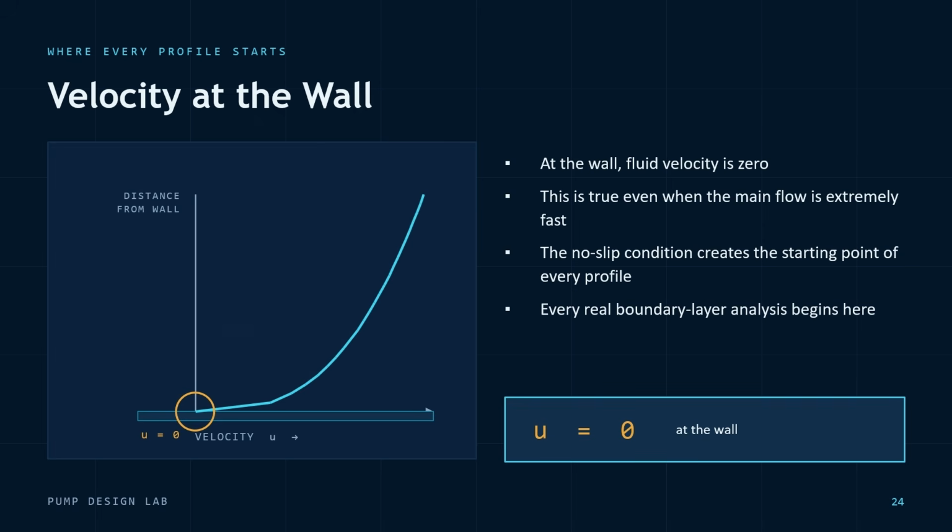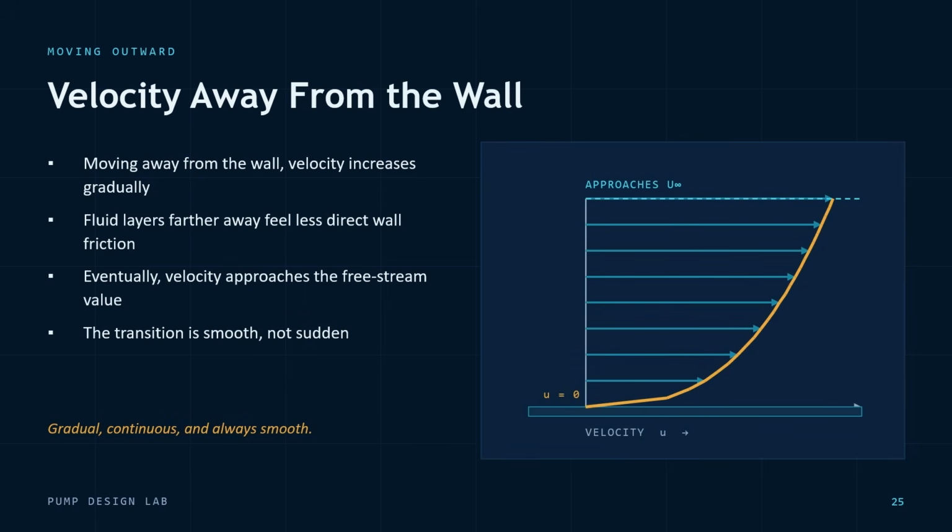Velocity away from the wall. As we move away from the wall, fluid is less directly affected by wall friction. Its velocity rises gradually. Eventually, it becomes almost equal to the main flow velocity. The boundary layer is the entire region over which this gradual recovery from 0 to full speed takes place.